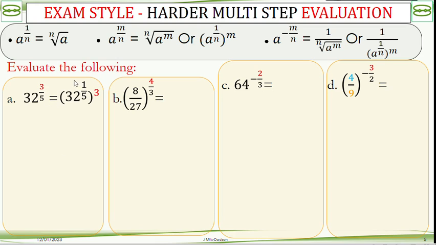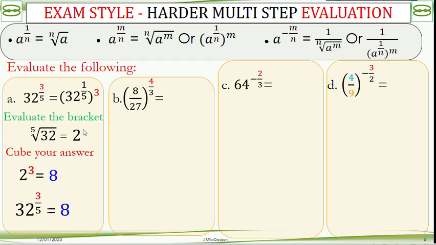So we work out the fifth root of 32, then the final answer, we cube it. Fifth root of 32 gives us 2, and the power is 3. So the final answer is now what, 8.